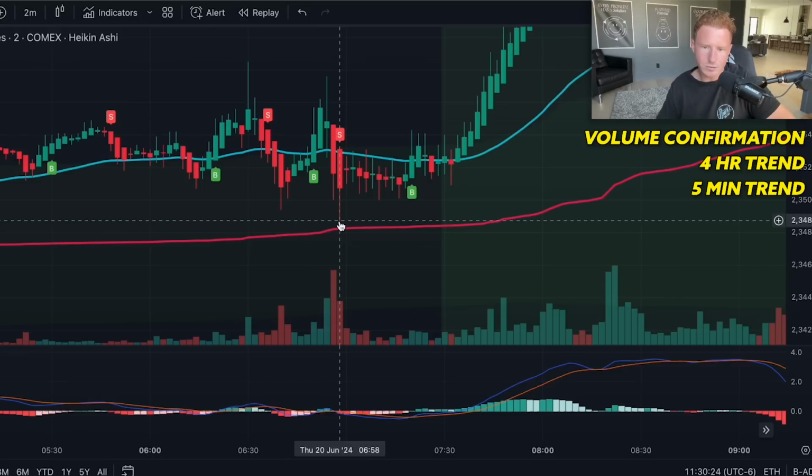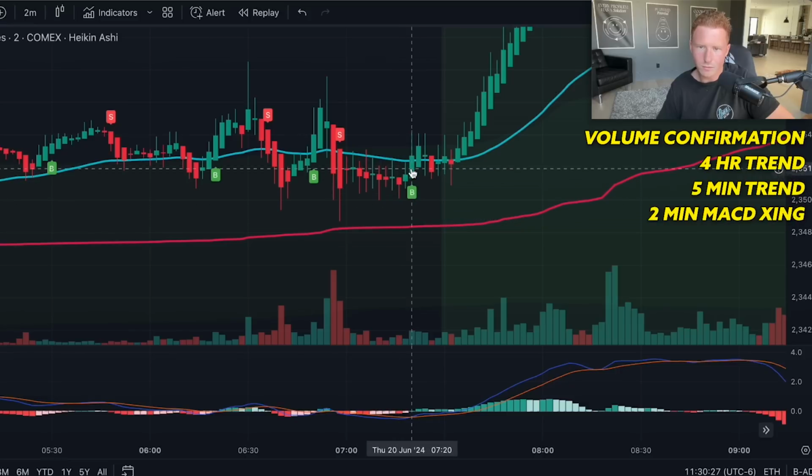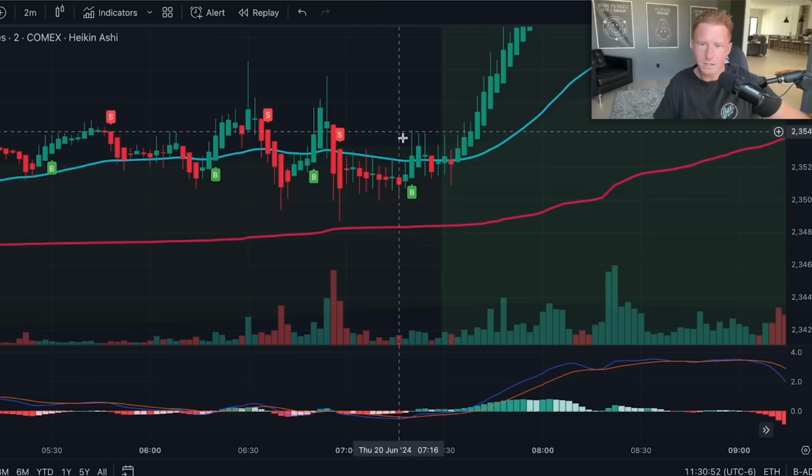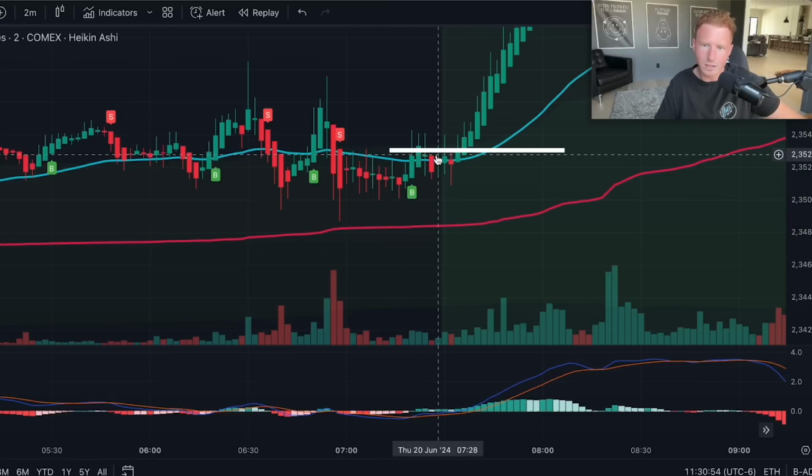I got the volume confirmation, I got the 4-hour trend, I got the 5-minute trend. And now I simply just waited for another MACD to cross. I waited for this candle to close. I still had some room to run to this resistance. And this is where I actually got into this trade. We chopped around a little bit.